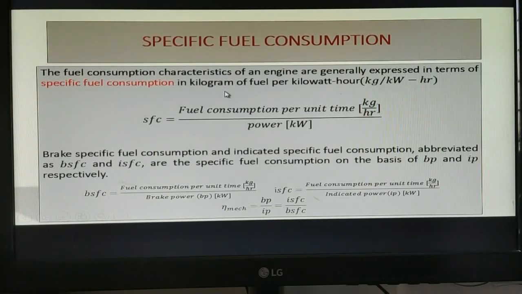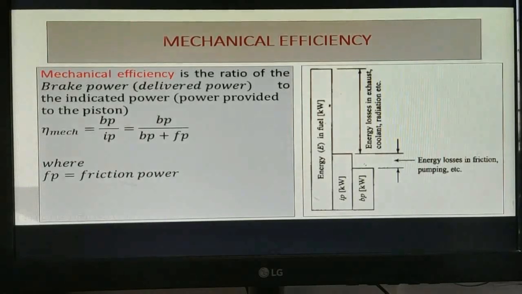So the unit of specific fuel consumption is kg per kilowatt hour. Now, this mechanical efficiency we will see in the next few slides. Now mechanical efficiency. As you see, the input energy is converted into the indicated power, then from indicated power we are getting the brake power.